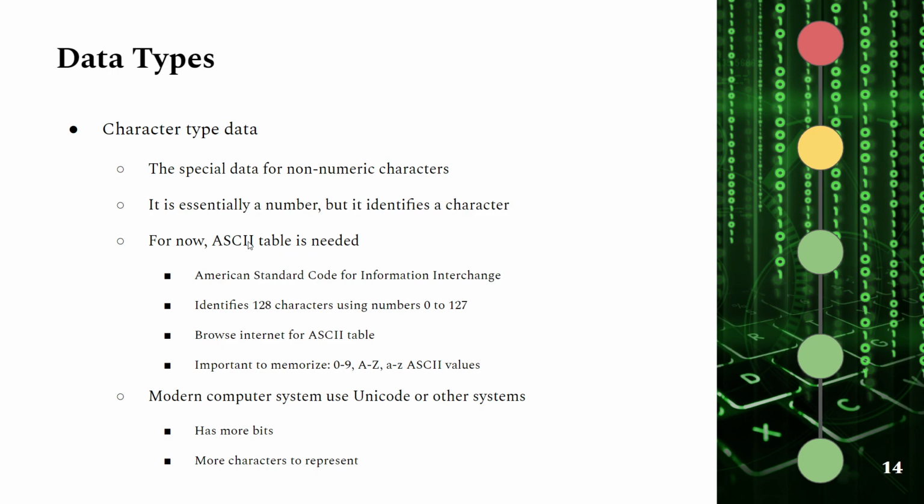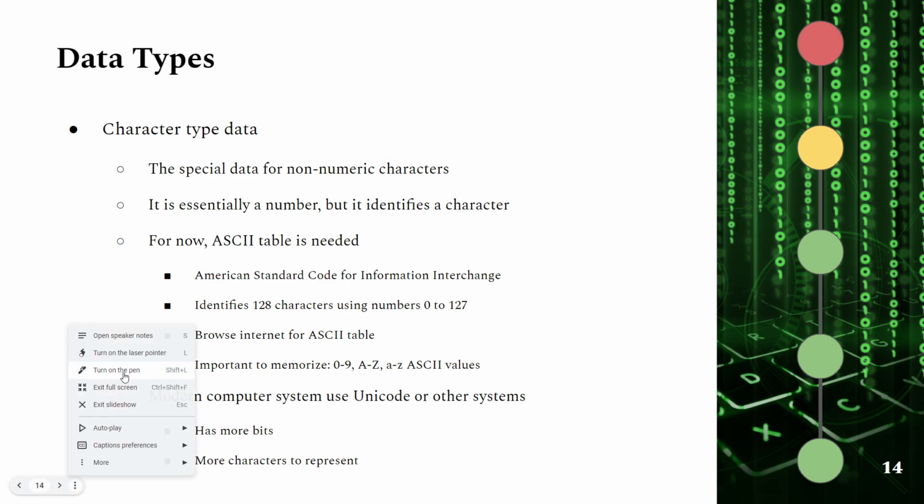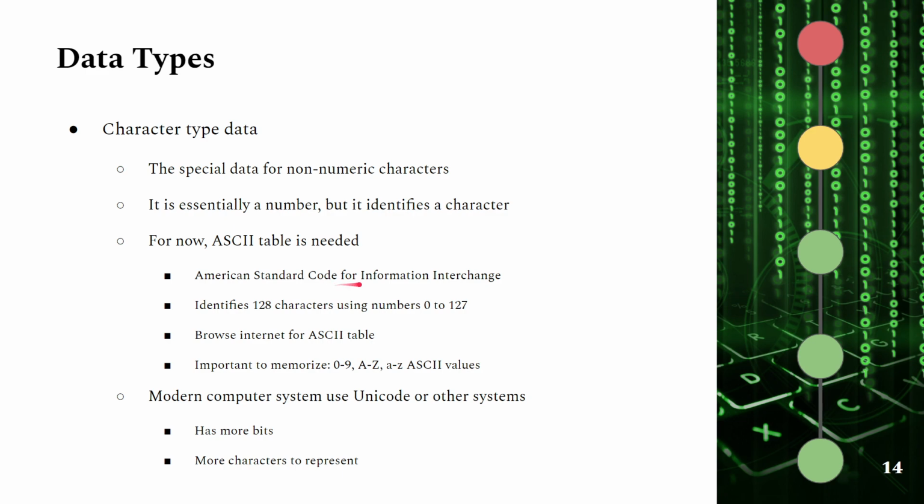So this is what is written. ASCII actually stands for American Standard Code for Information Interchange, and identifies 128 characters using numbers 0 to 127. The important numbers to memorize, I have written this as well, are the ones I mentioned, but ASCII only uses 127, which is not enough nowadays. So we have larger tables, Unicode or other systems.